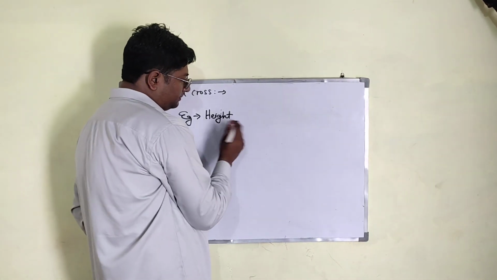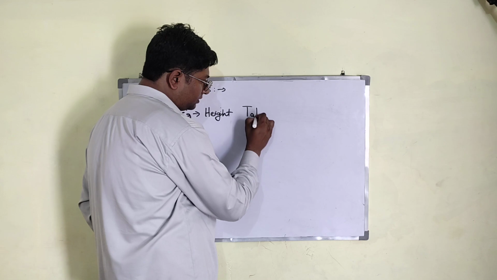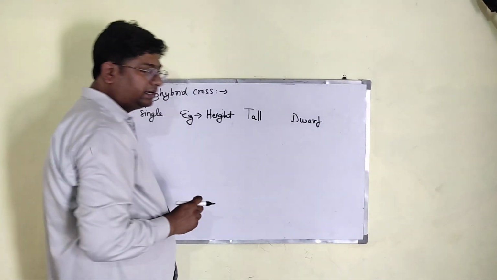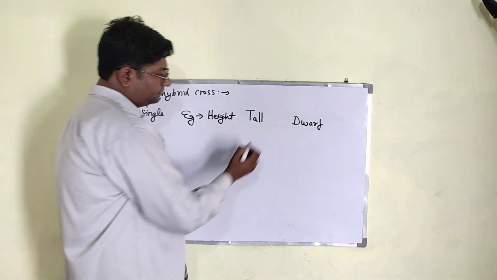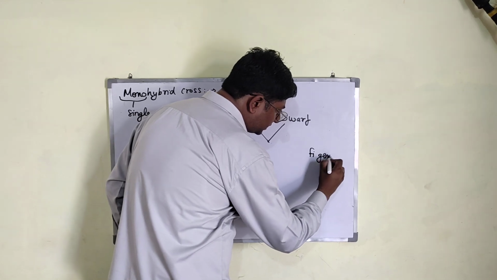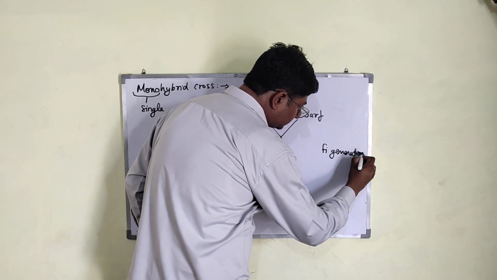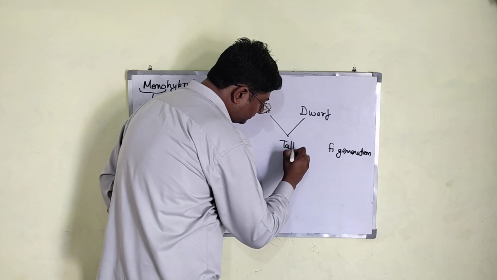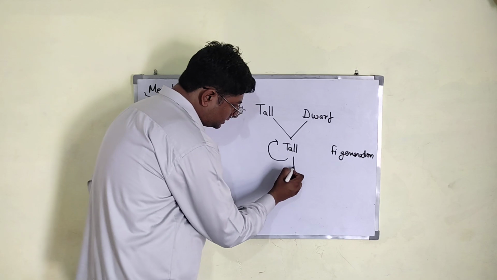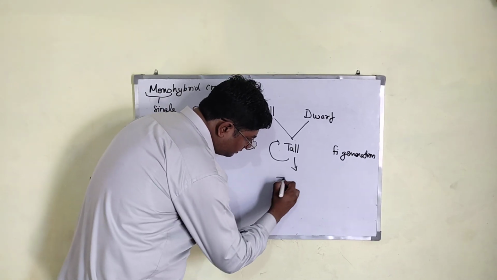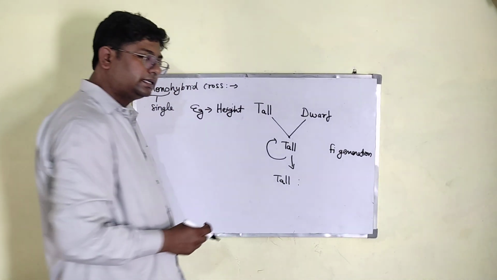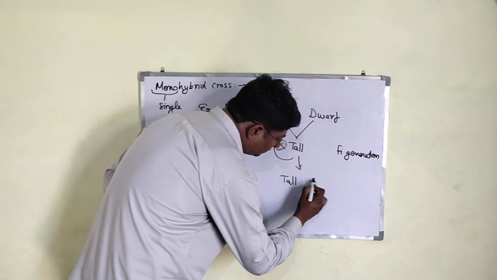Let's take two plants based on the height. One plant is pure tall and another plant is dwarf. When Mendel crossed tall and dwarf plants, he found that in the F1 generation all the plants were tall. When he self-crossed these plants, he found that most of the plants were tall, while some plants had the dwarf phenotype.